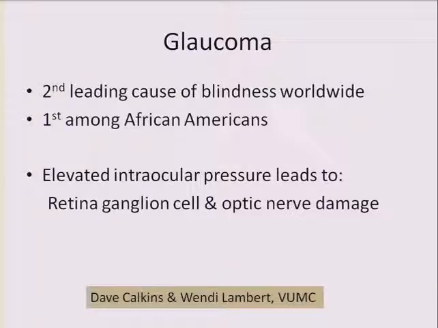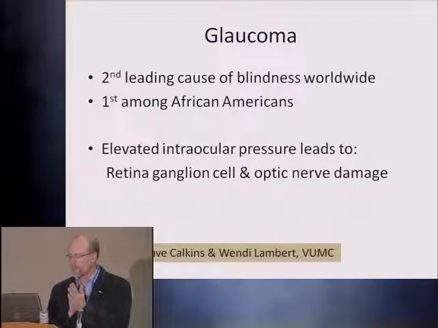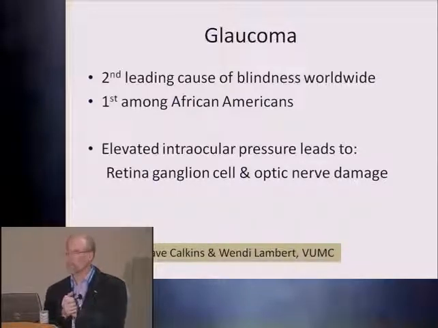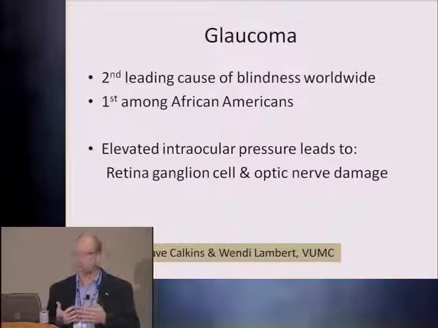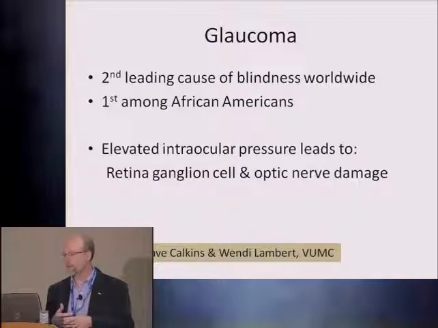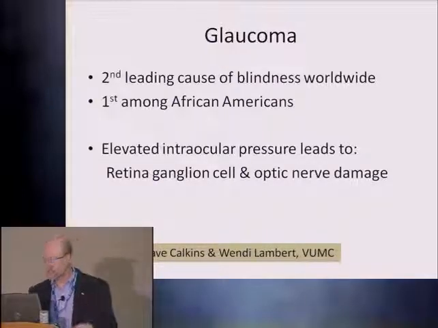Okay. So moving on to the second part of the talk, looking at optic nerve. This is a collaboration with Dr. David Calkins in ophthalmology at Vanderbilt, and he's interested in glaucoma, which is the second leading cause of blindness worldwide, only second to cataract, and it's first among African Americans. And so a standard hypothesis in the field is that elevated intraocular pressure ultimately, over long periods of time, leads to damage to the retina ganglion cell layer and to the optic nerves, eventually leading to blindness.